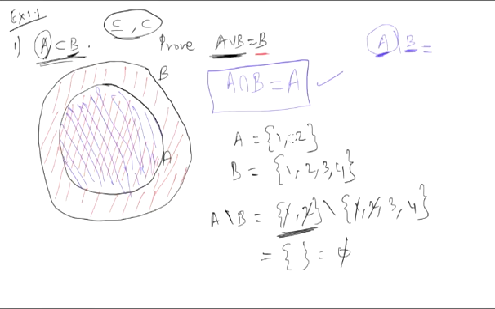Got it? This is the case when A is a subset of B, because both the elements 1, 2 are present in B. That is the same case here. Using the Venn diagram, we are looking at it. So this will be a null set.